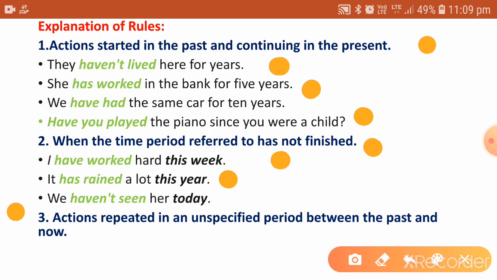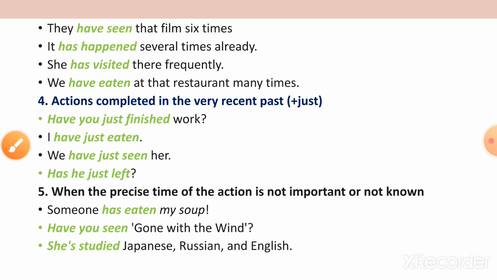Next, third, actions repeated in an unspecified period between the past and now. It means there is a point of time which is called an unspecified period. It means it lies between present and past.